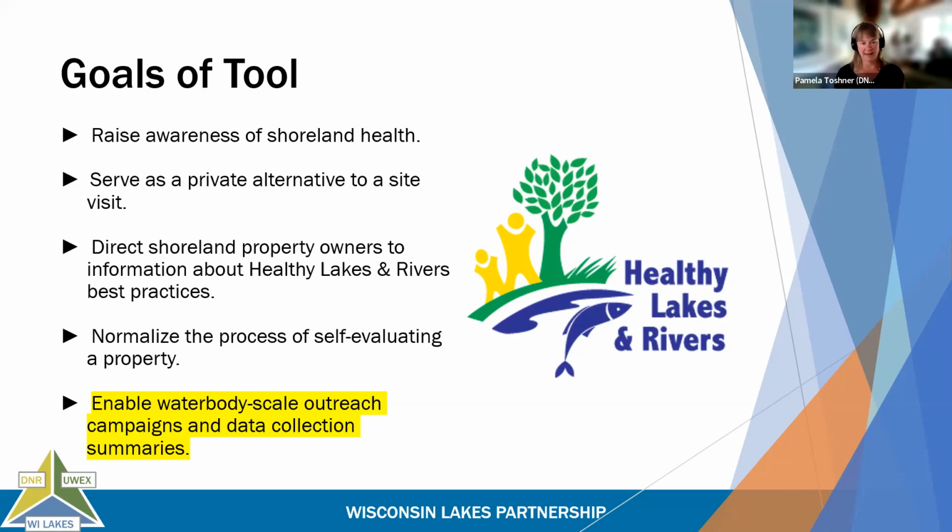The fourth bullet point here, we want to give people the opportunity to evaluate their own properties and make it a normal thing that anyone can do, just to learn more about shoreline management and lake and river health. And then today we're really going to emphasize the water body scale outreach campaigns and possible data collection summaries that could be collected through the partner organization feature, which allows lake and river groups, counties, regional planning commissions to set up their own website within the shoreline evaluation tool, and potentially you can get access if property owners allow that access when they register to the responses. So you could reach out directly to your neighbors or other folks who might have taken the survey.